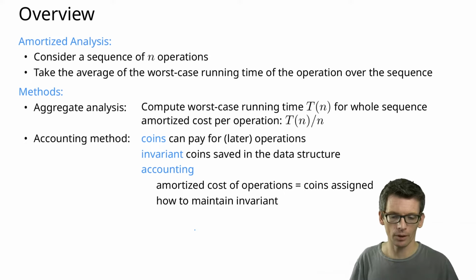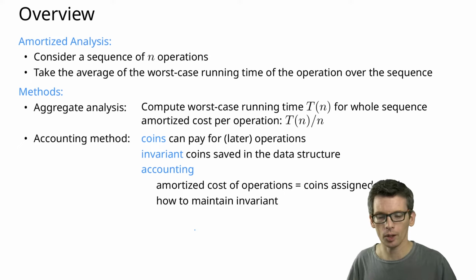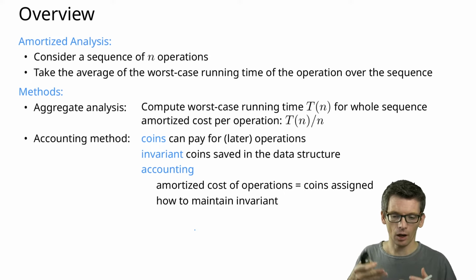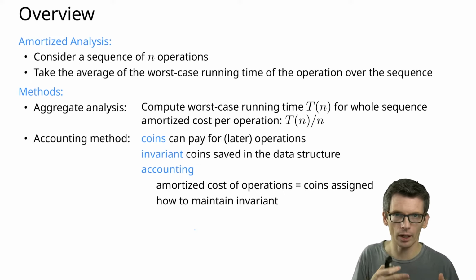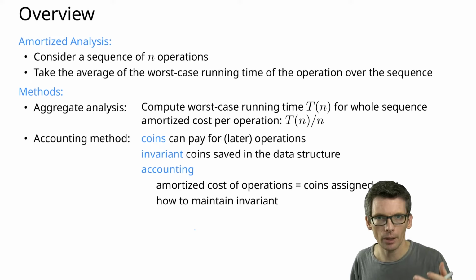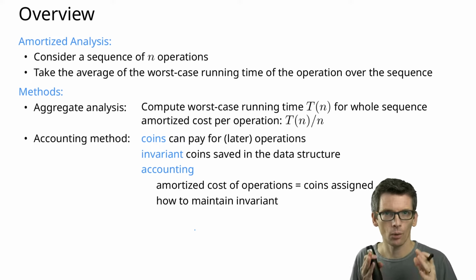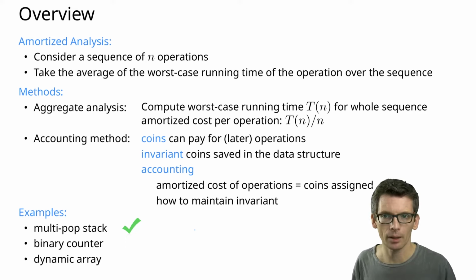For the accounting method, we had these coins that can pay for later operations. We had this invariant that we wanted to maintain that says something about coins that we've saved. And then in the accounting, we have to set the amortized cost in a suitable way, so assign coins to operations in such a way that we can maintain whatever invariant we formulated. And the example that we saw was the multi-pop stack. The next example will be a binary counter.